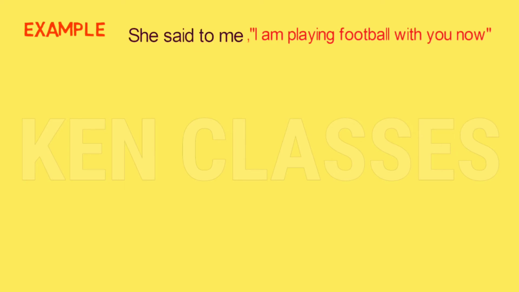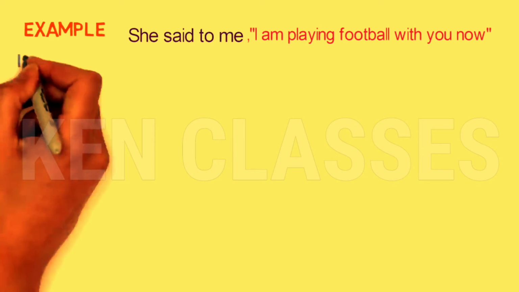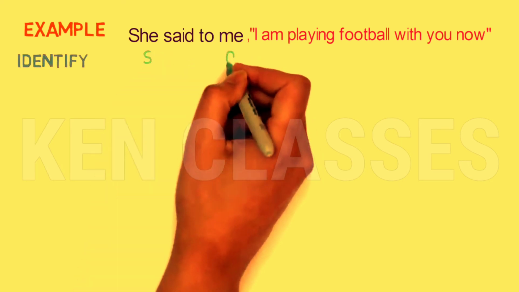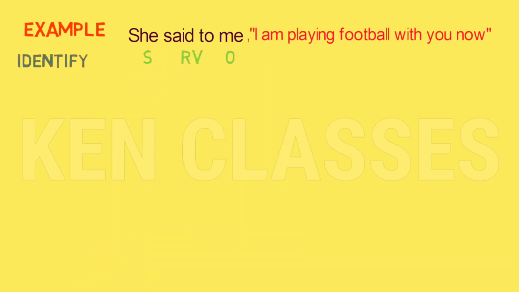Now, let's look into examples to understand the 6 steps. She said to me, I am playing football with you now. This is in direct speech. Let's convert it into indirect speech. First step is of identification. She is the subject here, me is the object, and said to is the reporting verb. I is in first person here, you is in second person here. And as said to is in past form, we need to check the tense of the reported speech. Currently, the tense is in present continuous tense.